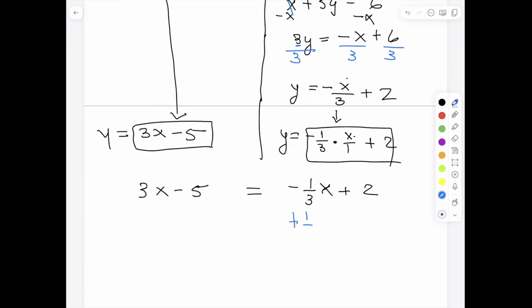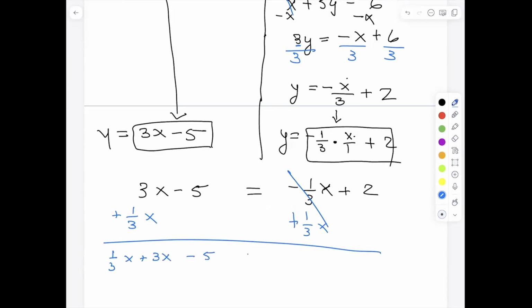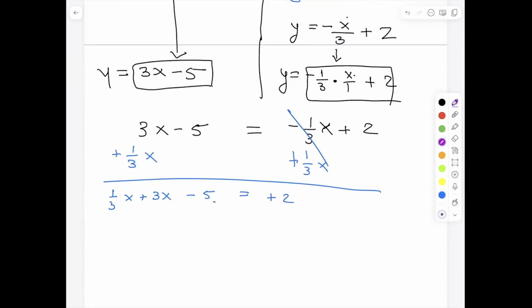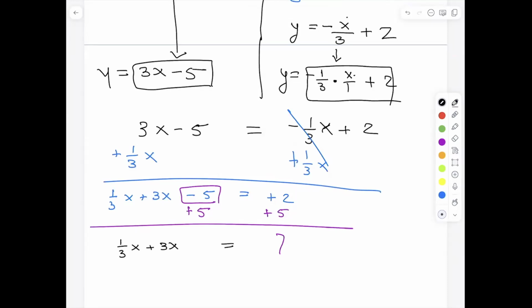So plus 1/3 x. Now this cancels out. So now on the left, what do I have? 1/3 x plus 3x minus 5 is equal to positive 2. What am I going to do with this negative 5? I'm going to bring it over to the other side and add it to the 2. There you go, I get a 7 here. And now I have 1/3 x plus 3x is equal to 7.